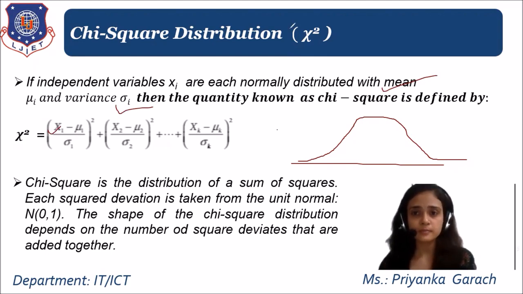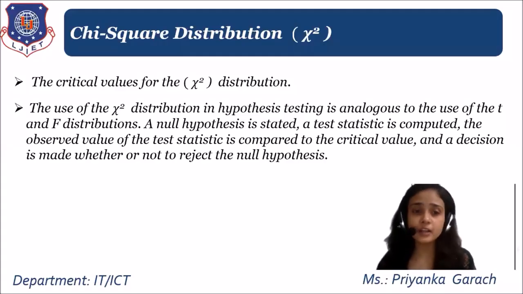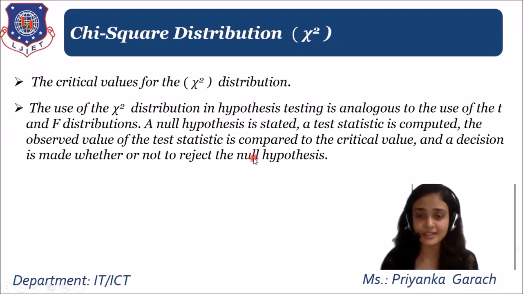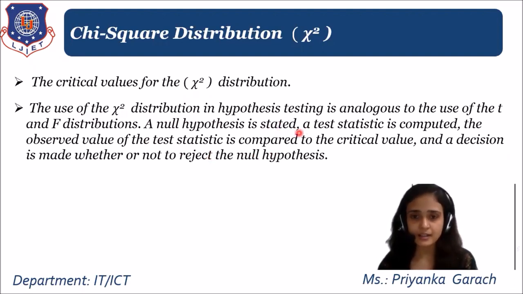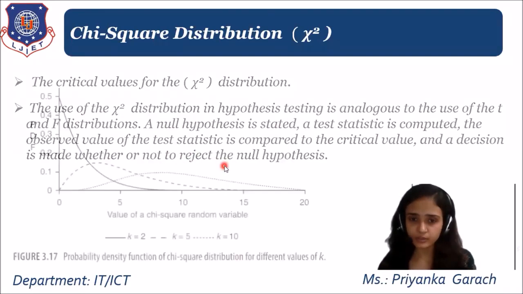Now, the critical values for the chi-square distribution. The use of the chi-square distribution in hypothesis testing is analogous to the use of the t and F distributions. The null hypothesis is stated, and a test statistic is computed. The observed value of the test statistic is compared to the critical value, and a decision is made whether or not to reject the null hypothesis.